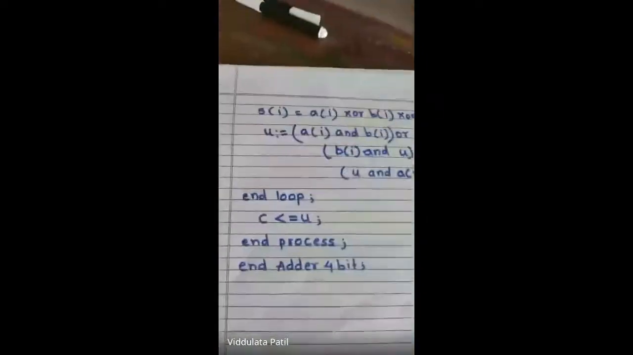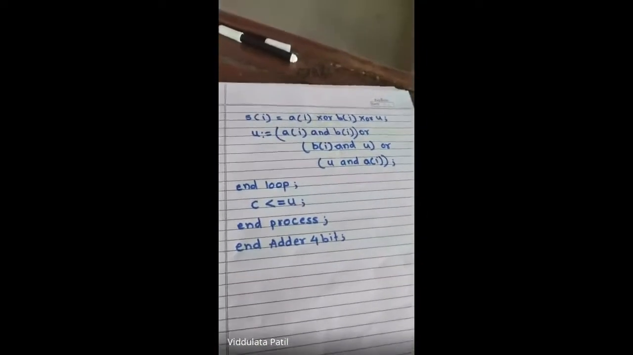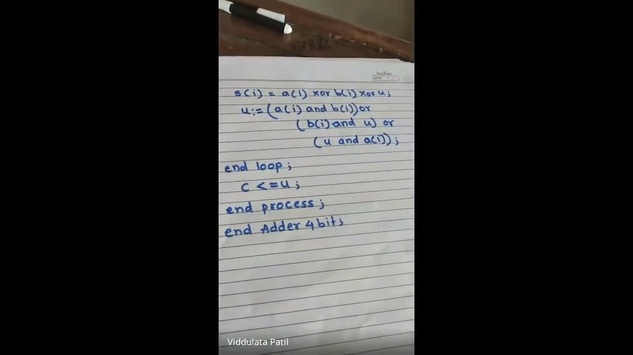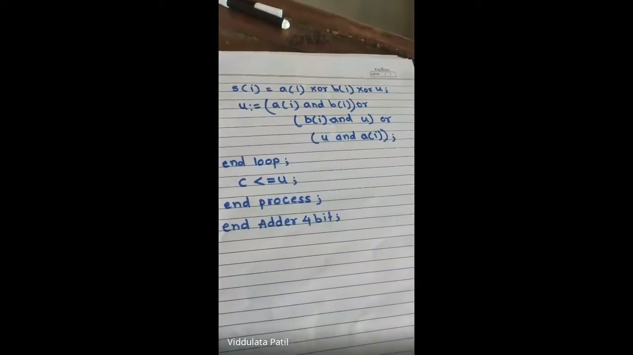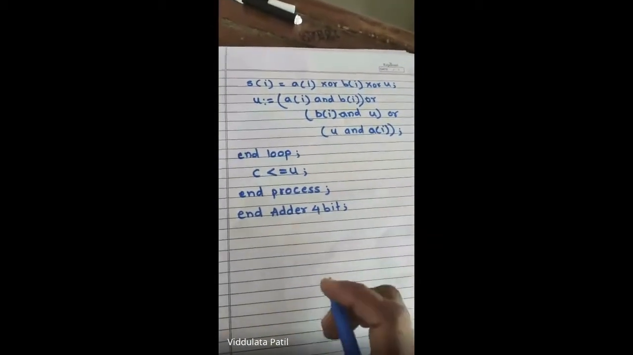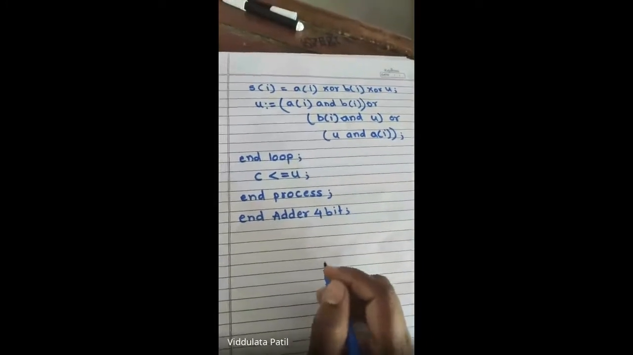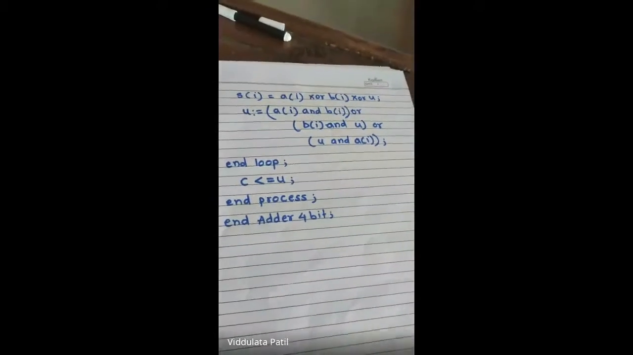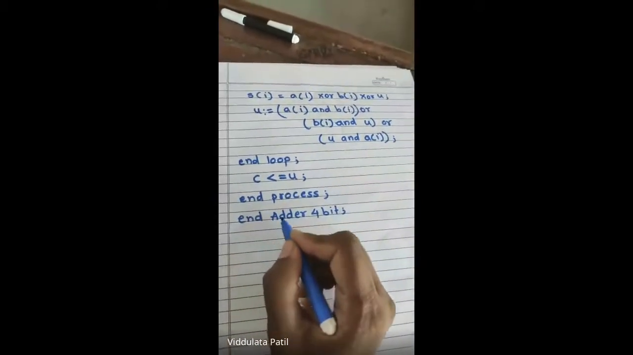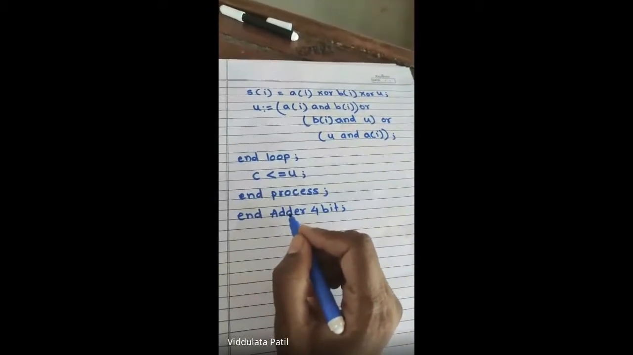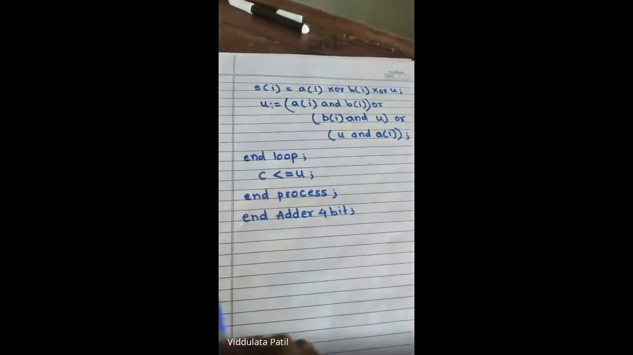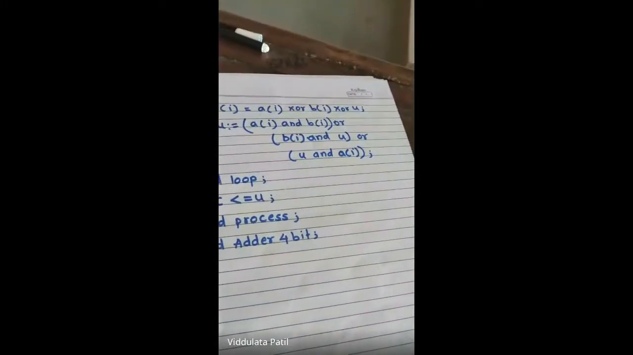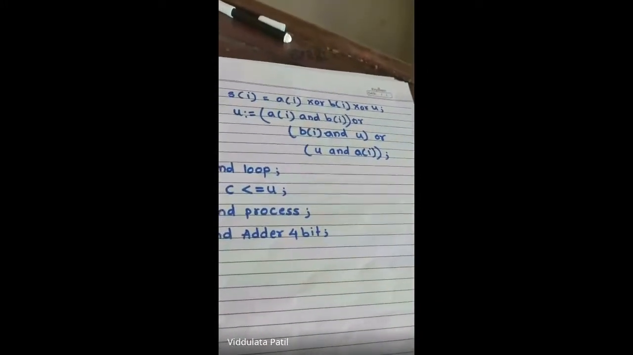So here we have used a for loop for this VHDL code. We have used data flow modeling. That means we have used Boolean expressions, and then we have used a for loop so that we can calculate the sum and carry for this circuit. Does anybody have doubts about this circuit or with this code?